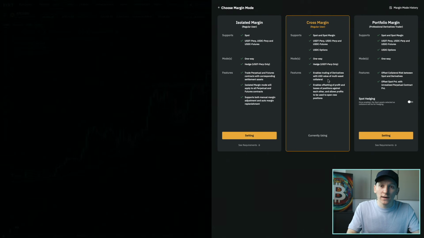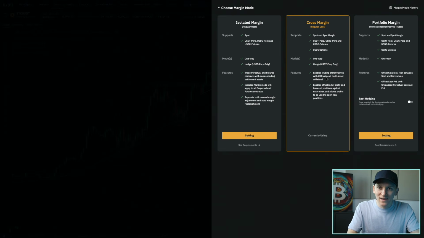With cross margin trading, none of those firewalls exist. And also we have a much broader selection of assets that we can use as margin. So right here it says, enables trading of derivatives with USD value of multi-asset collateral. That just means that you can use Bitcoin, ETH, Solana, other supported assets, USDT, USDC, other stablecoins.